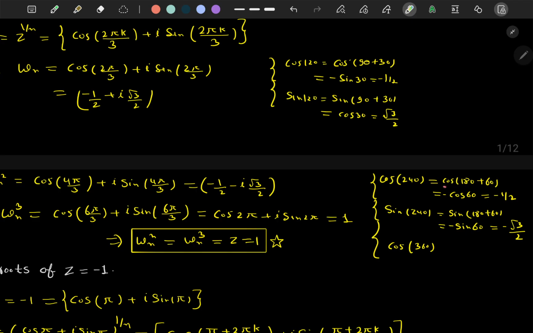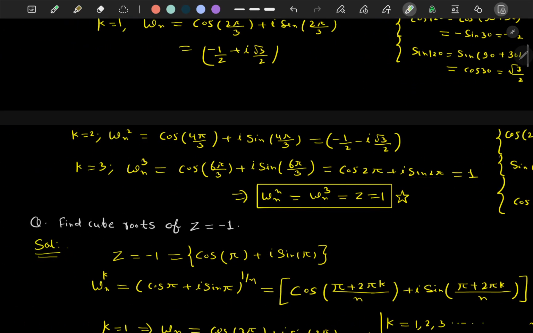Cos 240 equal to cos of 180 plus 60. Which quadrant? Third quadrant. So in the third quadrant, cos of 180 plus 60 equals minus cos 60, because in the third quadrant cos will be negative. So minus 1 by 2 will be there. And sin 240 will be sin of 180 plus 60. So it will be minus sin 60, because 180 plus 60 is in the third quadrant. So minus root 3 by 2. And cos 6 pi by 3, which is cos 2 pi, and iota sin 2 pi. Cos 2 pi will be 1, sin 2 pi will be 0. So we'll get values like this.